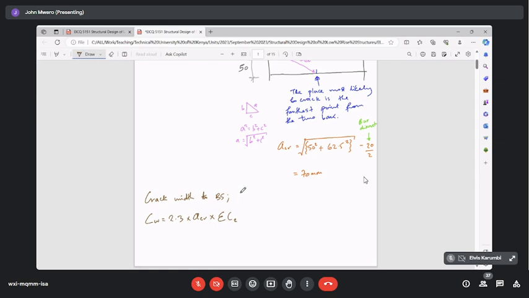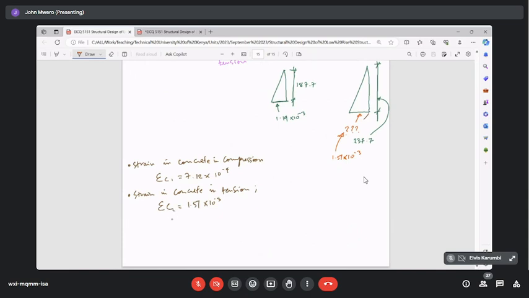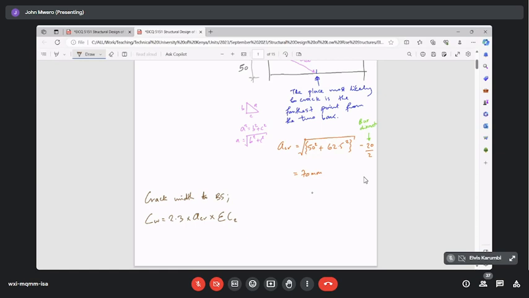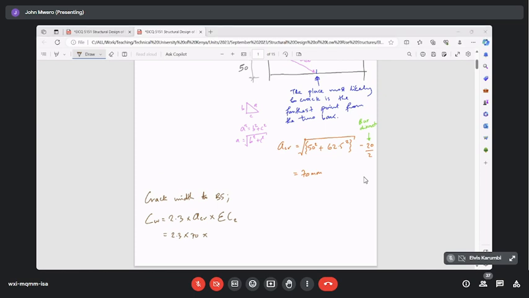So the strain in concrete in tension we have calculated earlier, this value here. SCR we have now defined and calculated, 70. So we just plug in these values. 2.3 multiplied by 70 multiplied by this number here, which is 1.51 multiplied by 10 to the power -3. That gives us the crack size as 0.243 millimeters.